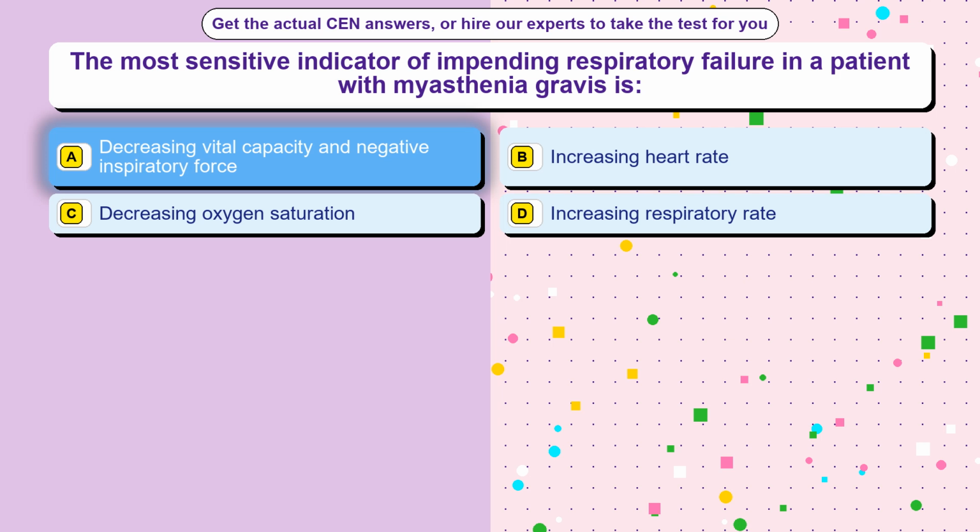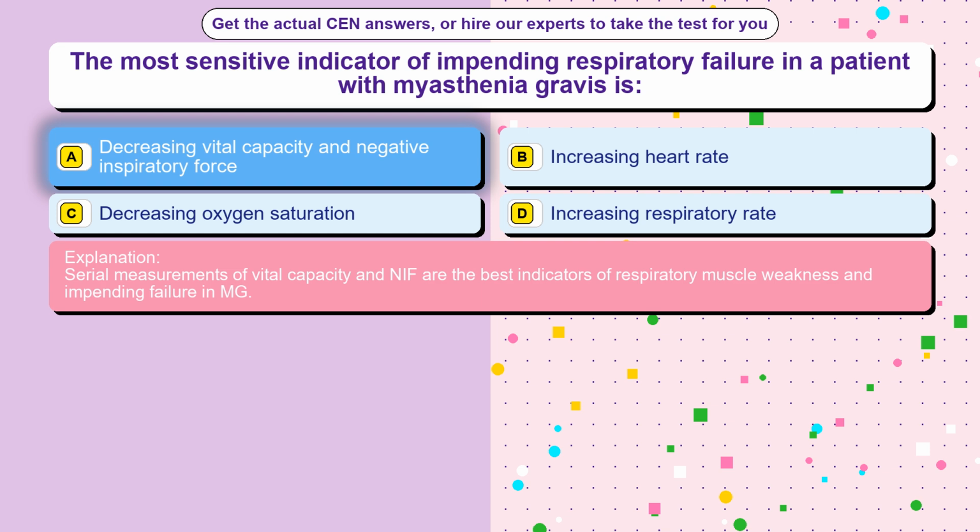The correct answer is option A. Decreasing vital capacity and negative inspiratory force. Serial measurements of vital capacity and NIF are the best indicators of respiratory muscle weakness and impending failure in MG.